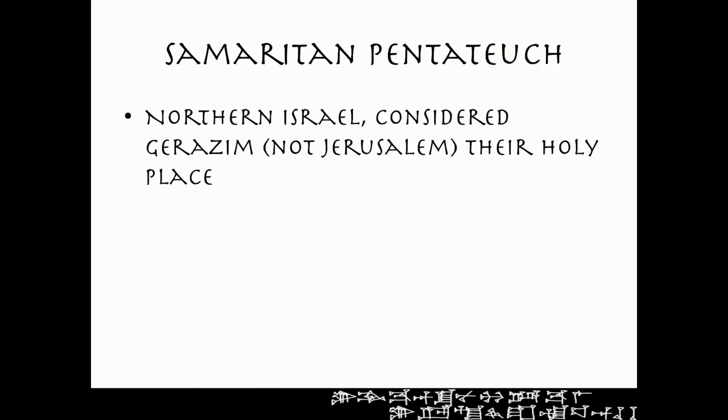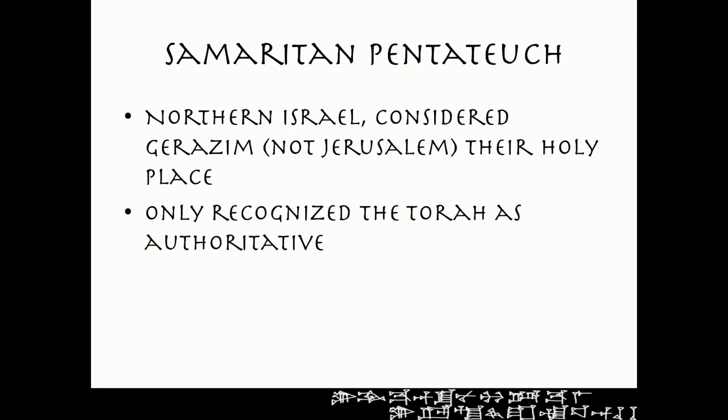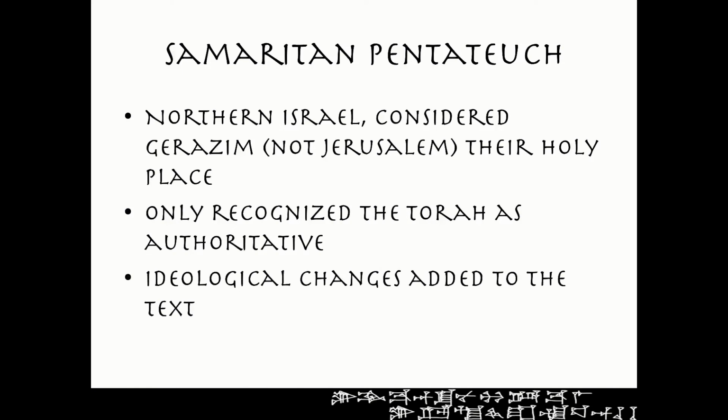The Samaritan Pentateuch. In northern Israel, they considered Gerizim, not Jerusalem, their holy place, and because of that, it influenced their Pentateuch, their Torah. They only recognized the Torah as authoritative, and so that's what was transmitted, and the ideological changes that accompanied their northern beliefs were added to the text.